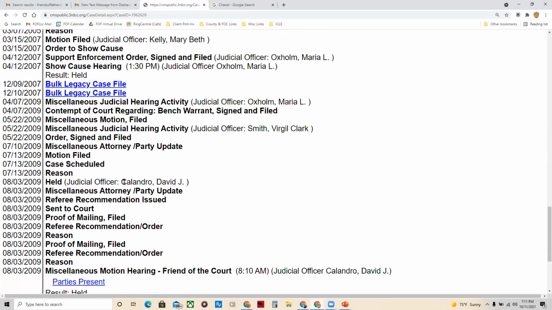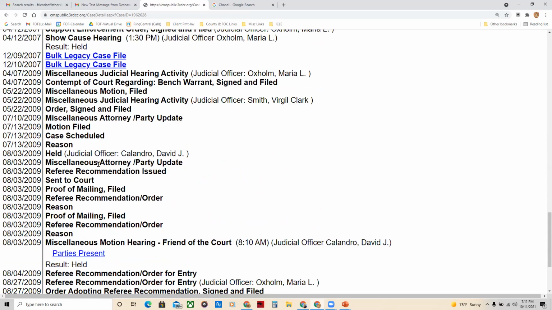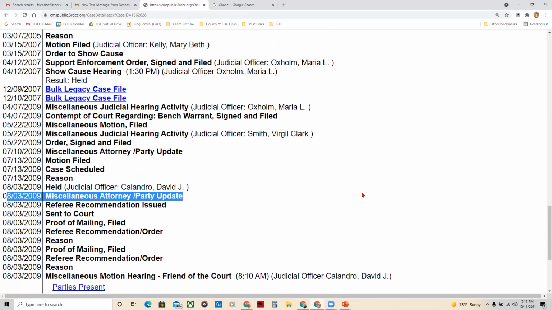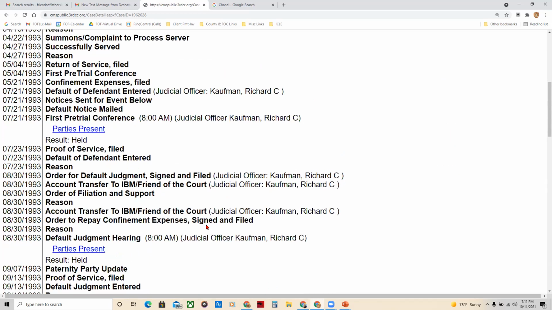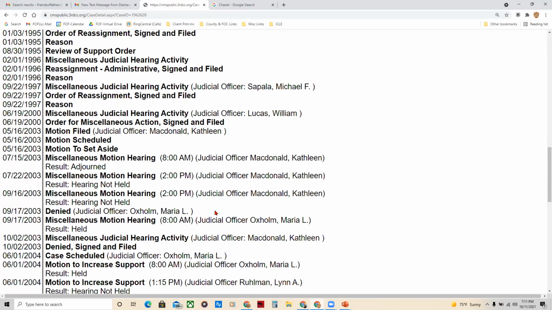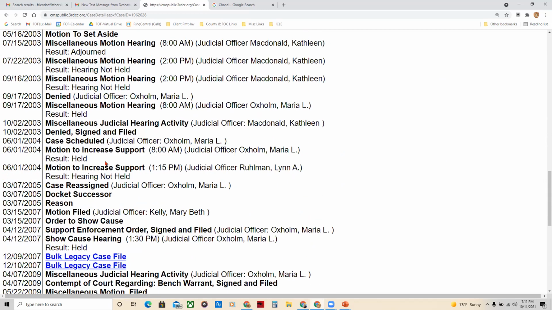Okay, so pretty much I'm looking at all the activity. Miscellaneous motion occurred in 2009. Let me see if you had an attorney. These are pro se filings, so I don't know who that attorney was.